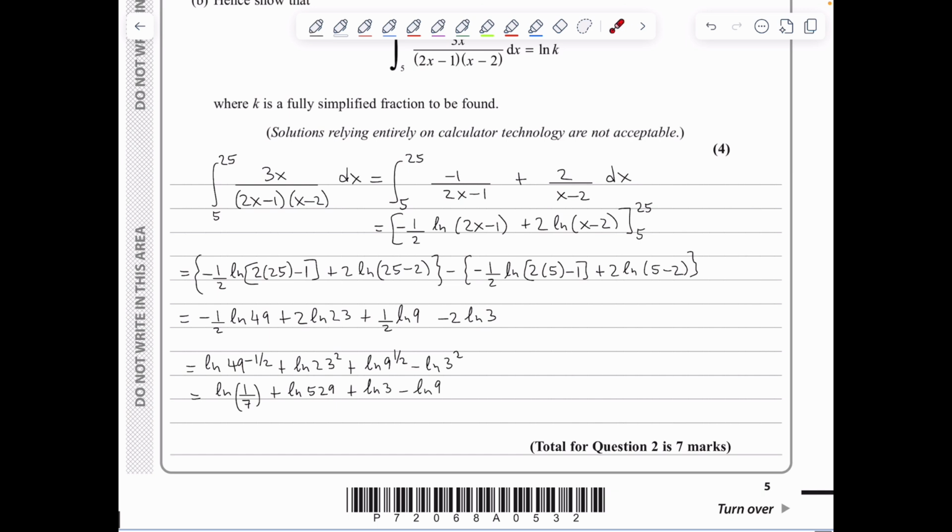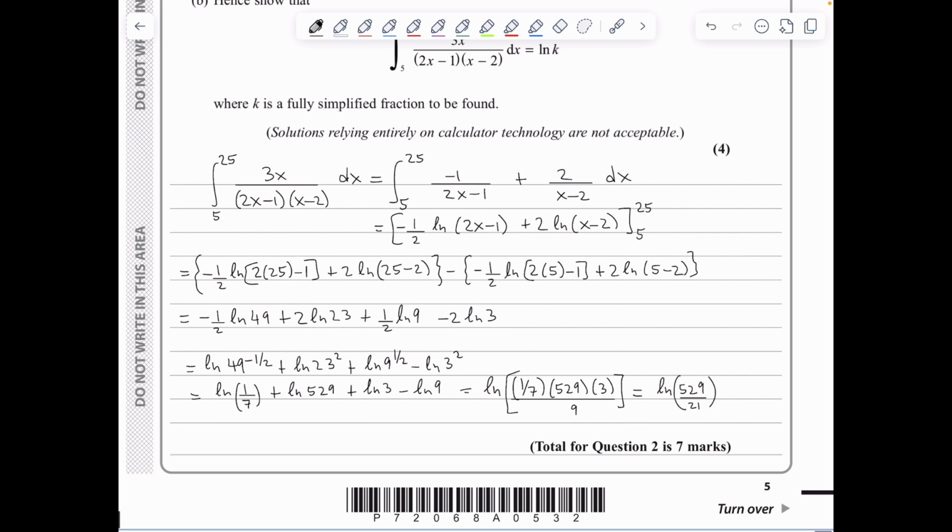We know that the addition of logarithms leads to the logarithm of the product, whereas the deduction will lead to a division. So we're looking at a ln of 1 over 7 times 529 times 3, all of it divided by 9. If you plug this on the calculator, you get a ln of 529 over 21, which is our final answer.